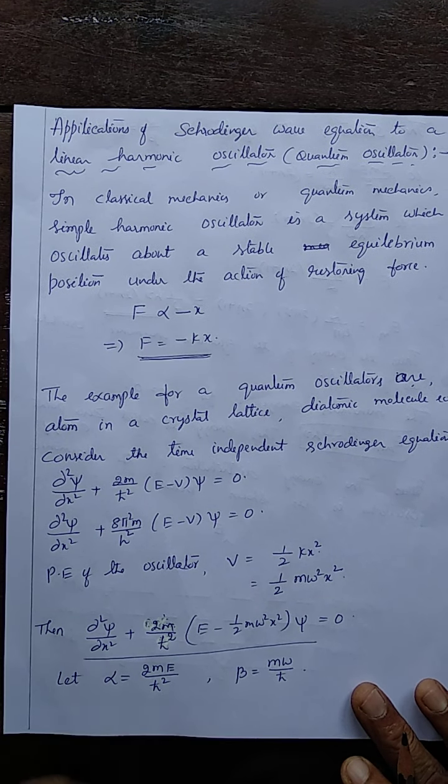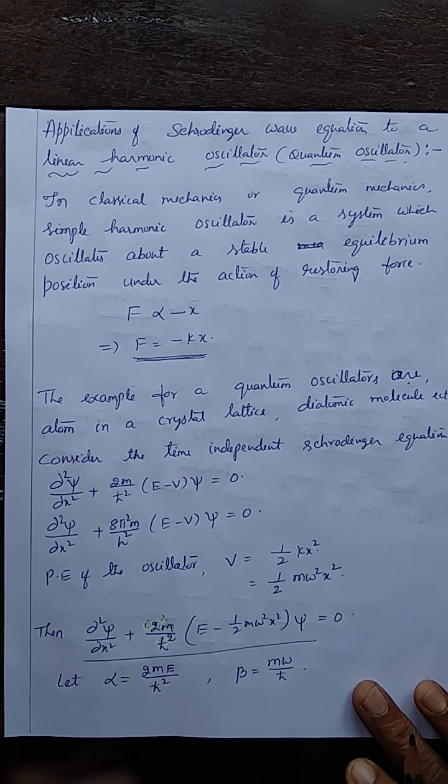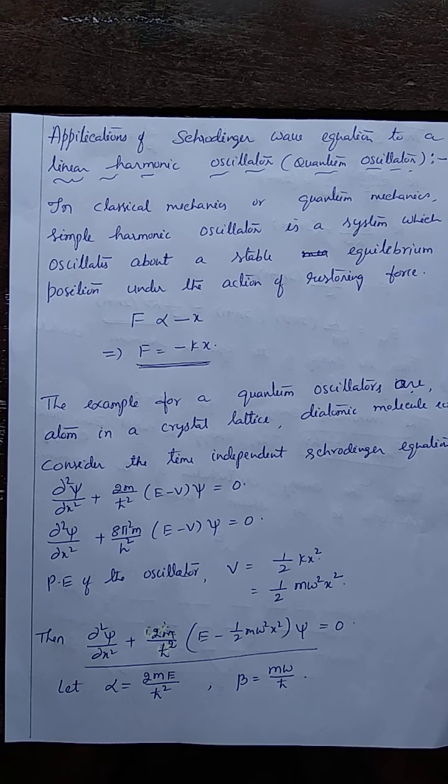And you know what a harmonic oscillator is, in classical mechanics as well as quantum mechanics. A simple harmonic oscillator is a system which oscillates about a stable equilibrium position, about the mean position, under the action of the restoring force. The particle performs to and fro motions under the action of the restoring force, and we know that the restoring force is always proportional to the displacement from the equilibrium or mean position, and it always acts towards the mean position.